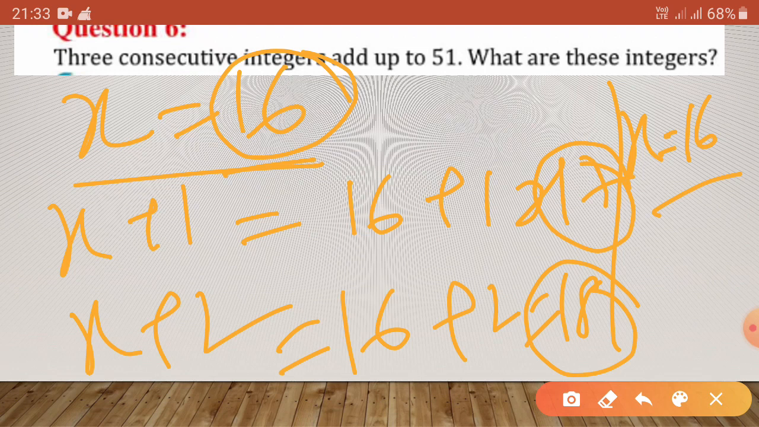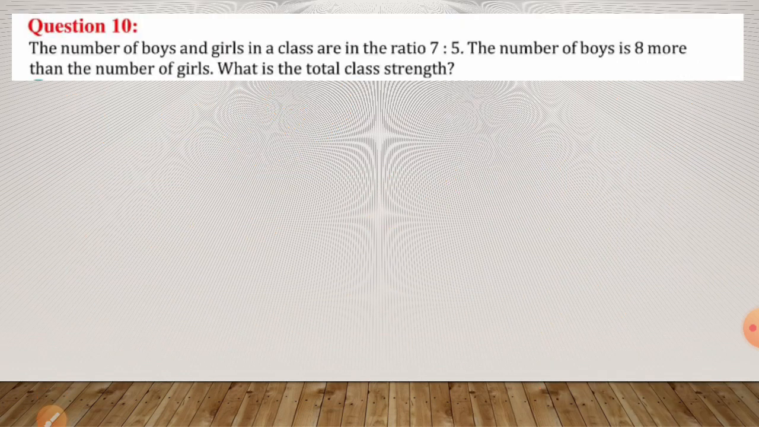Okay, understand? If you have a problem, then pause it and watch it again. So here the three consecutive integers are 16, 17 and 18. Okay, so next question, question number 10.